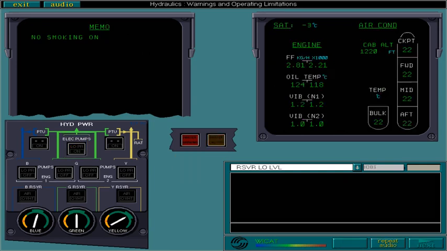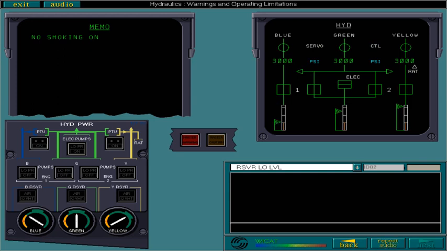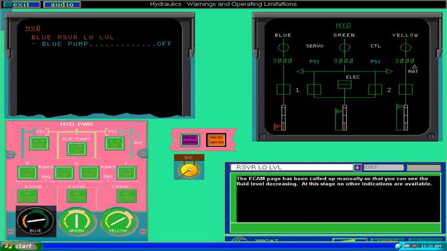Now let's look at unrecoverable warnings. Select the forward arrow to trigger a reservoir low-level failure. The ECAM page has been called up manually so that you can see the fluid level decreasing. At this stage, no other indications are available. The low-level warning is activated when the reservoir reaches low level. The system ECAM shows the affected reservoir level in amber, and the reservoir indicator on the overhead panel confirms the abnormal fluid level.